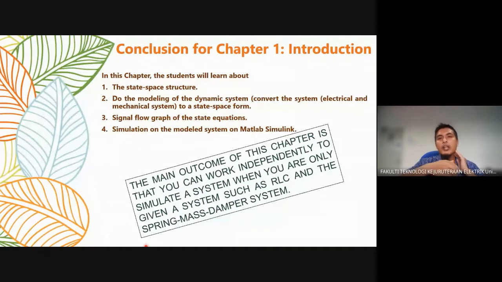If you can do all of this, then you are okay with this chapter. If you are stuck at the modeling part, I think you will be troubled in getting the signal flow graph and doing the MATLAB Simulink, so it will be trouble for your lab 1. If you can do the signal flow graph, I believe you can transfer to MATLAB Simulink easily.